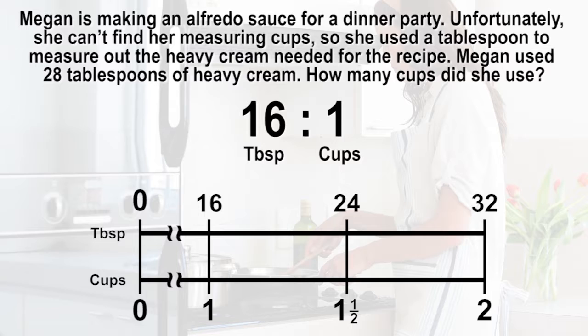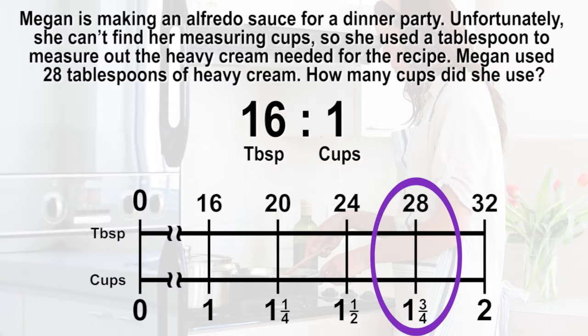Notice that 24 tablespoons is not enough. We need to find 28 tablespoons. We can divide the space between 1 cup and 2 cups into fourths. We also divide the space between 16 tablespoons and 32 tablespoons into fourths. The equivalent ratios for these sections will be 20 to 1 and 1/4, 24 to 1 and 1/2, and 28 to 1 and 3/4. The solution for 28 tablespoons is Megan used 1 and 3/4 cups.